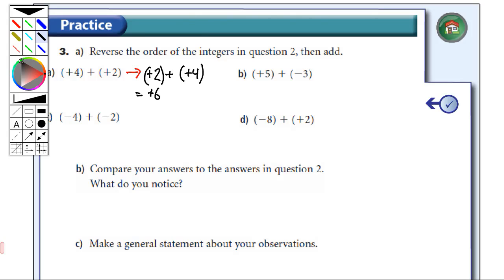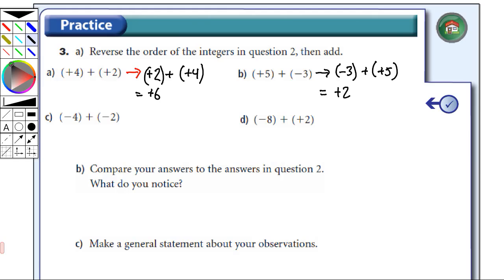Let's look at B. Plus 5 plus minus 3 is going to change to minus 3 plus 5. We're just switching the order. So if we go negative 3 below 0, but then we add 5 to the right, we're going to end up having positive 2. Let's go to C. Well, we're going to rewrite that as minus 2 plus minus 4. That's switching or reversing the order. So that's going to be minus 2 on the number scale, and then we're going to continue and go 4 more minus, so that will make it minus 6.